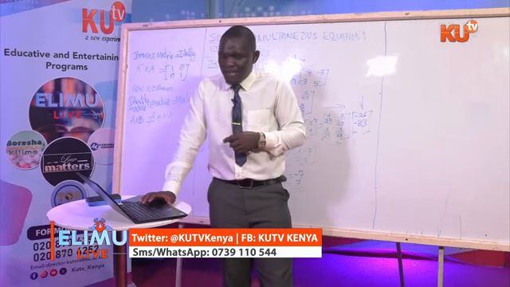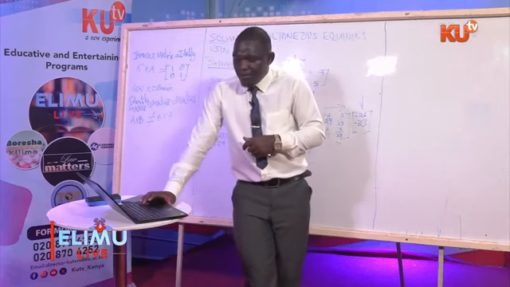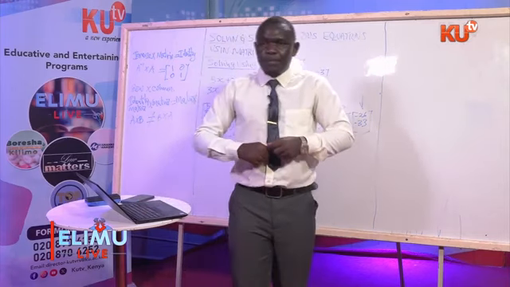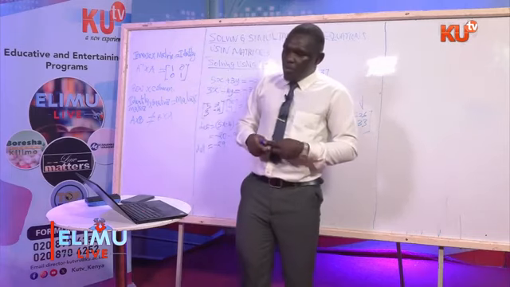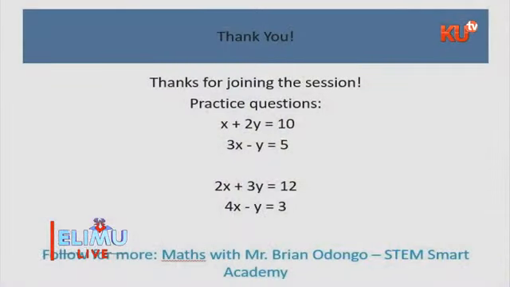Before I leave, I've got some practice questions for you so that you can go try them on your own and see how well you understand the session. The first question is x plus 2y equals 10. Then the next equation is 3x minus y equals 5. Kindly please go attempt to get the values for x and the values for y.